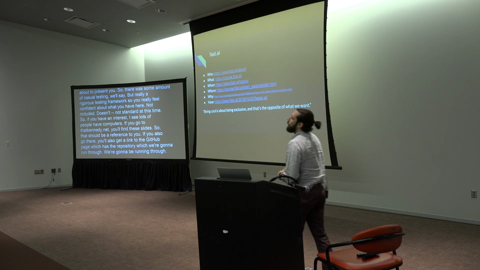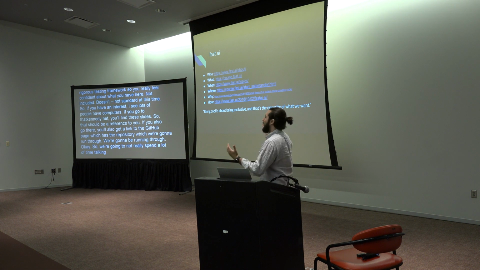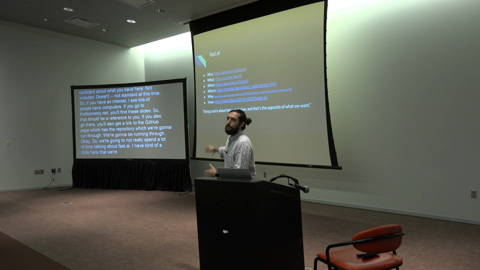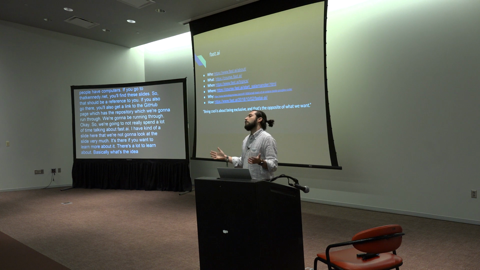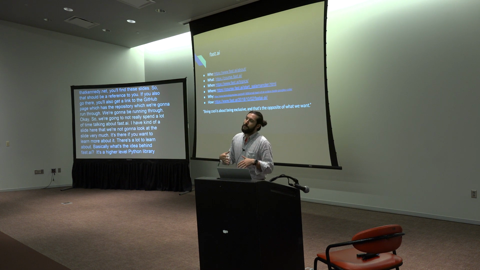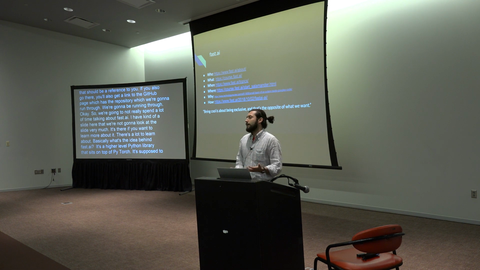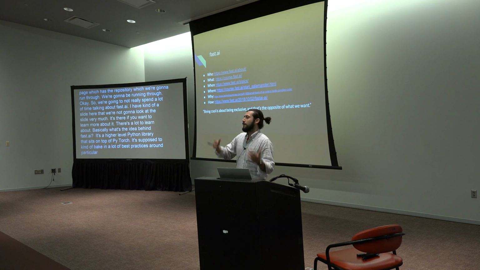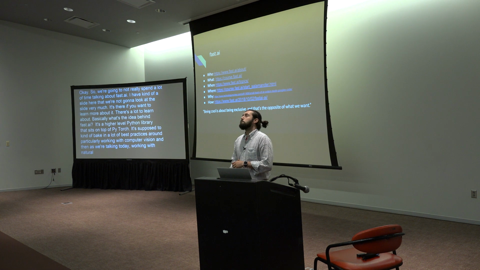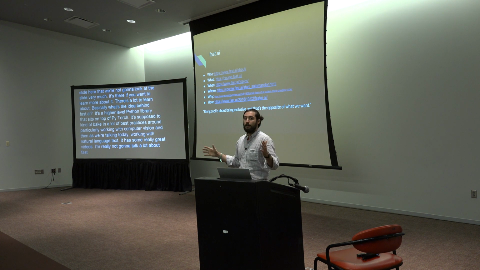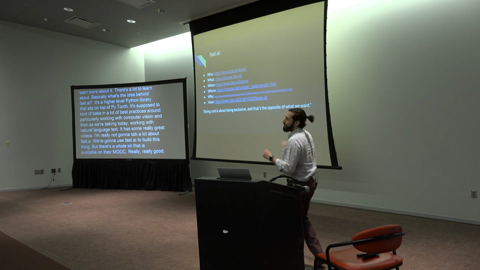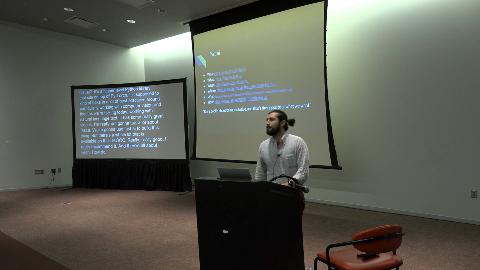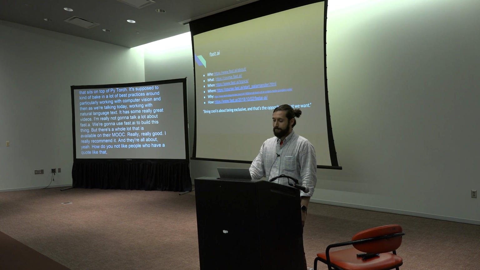Okay. So we're not going to spend a lot of time talking about FastAI. I have a slide here that we're not going to look at very much. It's there if you want to learn more about it. There's a lot to learn about. Basically, what's the idea behind FastAI? FastAI is a higher level Python library that sits on top of PyTorch. It's supposed to bake in a lot of best practices, particularly around working with computer vision, and then, as we're talking today, working with natural language text. It has some really great videos. I'm really not going to talk a lot about FastAI. We're going to use FastAI to build this thing, but there's a whole lot available on their MOOC. Really, really good. I really recommend it. And how do you not like people who have a quote like that, right? We're just trying to make this accessible.